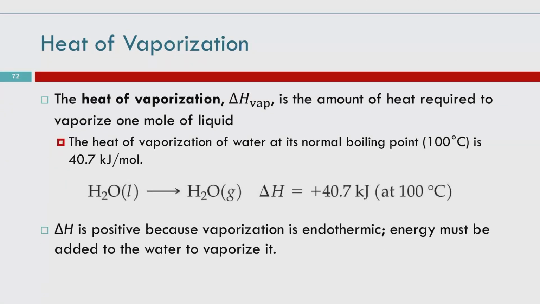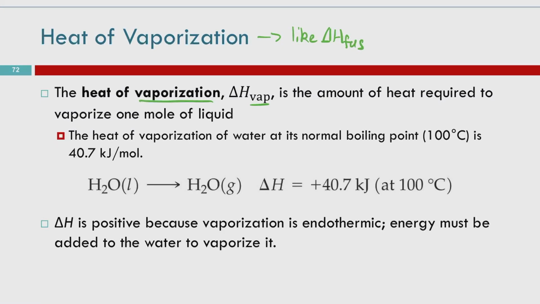And similar to our heat of fusion, our delta H FUS, we also have the heat of vaporization, delta H VAP, VAP for vaporization. And just like for our heat of fusion, this is the amount of heat required to vaporize 1 mole of liquid, just like our fusion was melting 1 mole of our solid. For water, it's 40.7 kilojoules per mole. You don't have to memorize this, it'll be given to you.